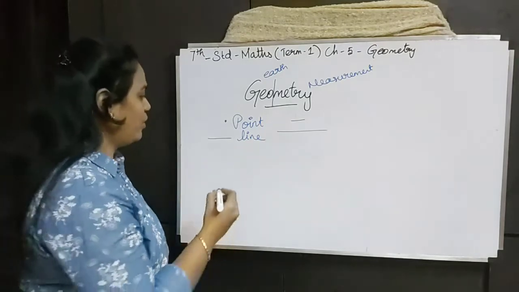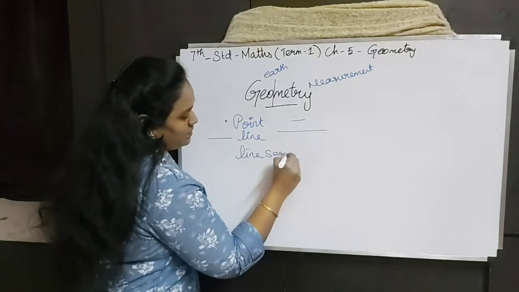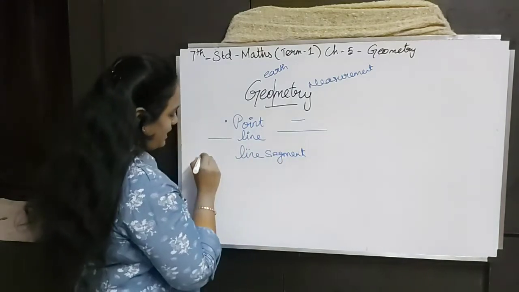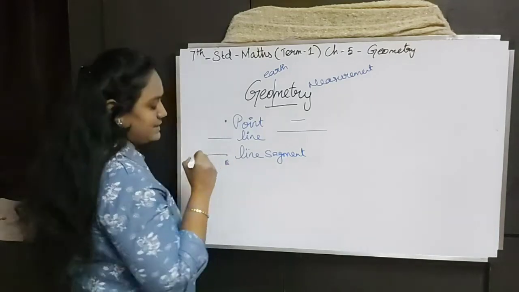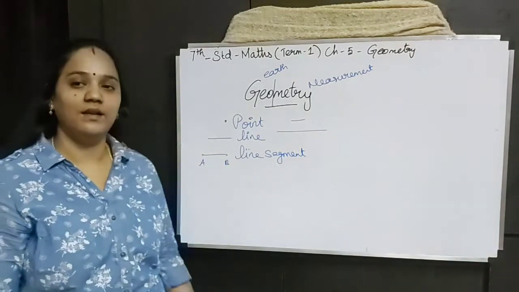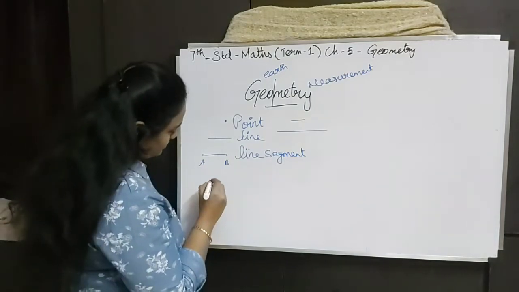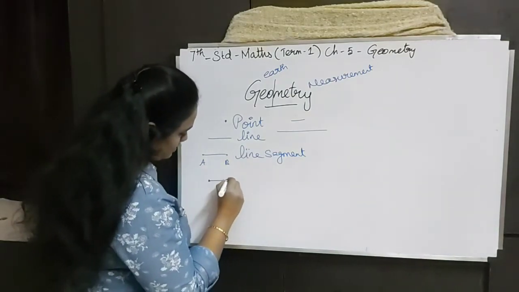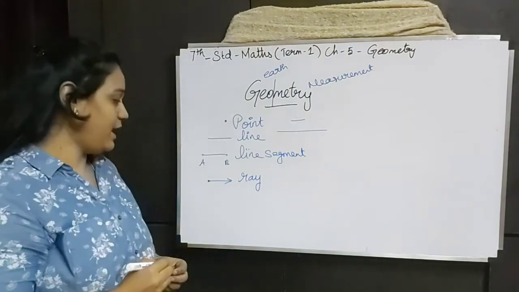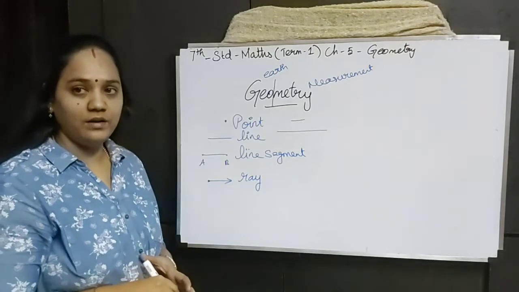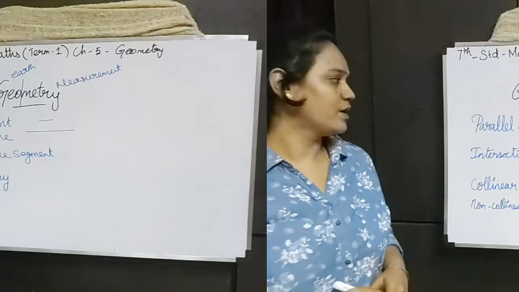Now, line segment. A line segment has a starting point as well as an ending point. Next, ray. A ray has a starting point, and it doesn't have an ending point.